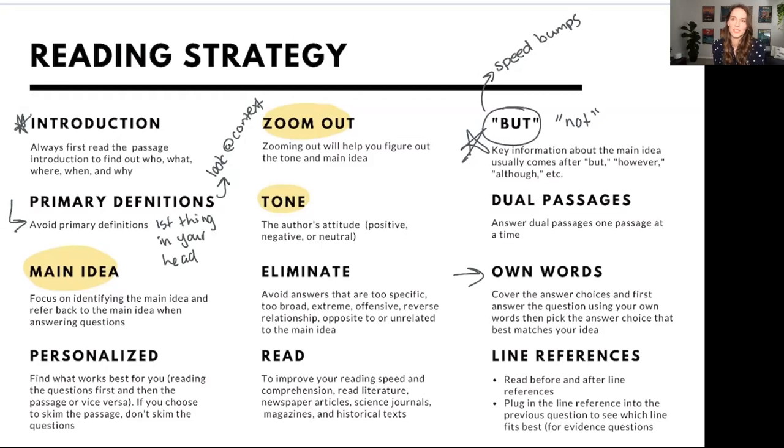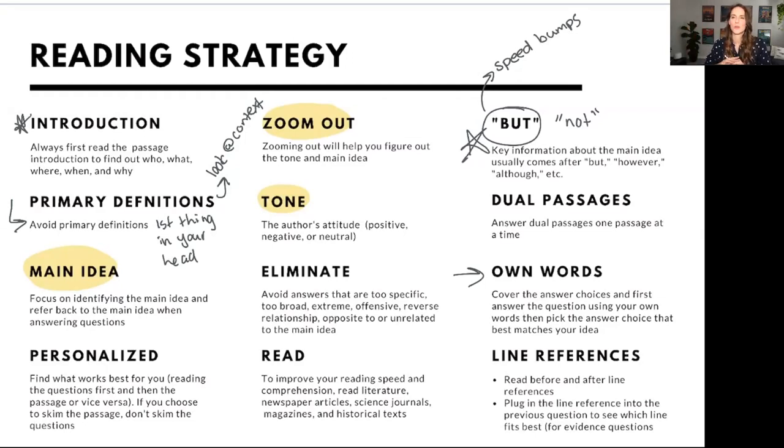For dual passages, I recommend that students read one passage at a time. That means you're only going to read the first passage and then answer all the questions on the first passage. Then you're going to read the second passage and answer only the questions on the second passage. This helps prevent you from getting confused between the two passages, so that if, let's say, both passages are about farming, and the first is about farming produce, like vegetables, and the second is about farming animals.